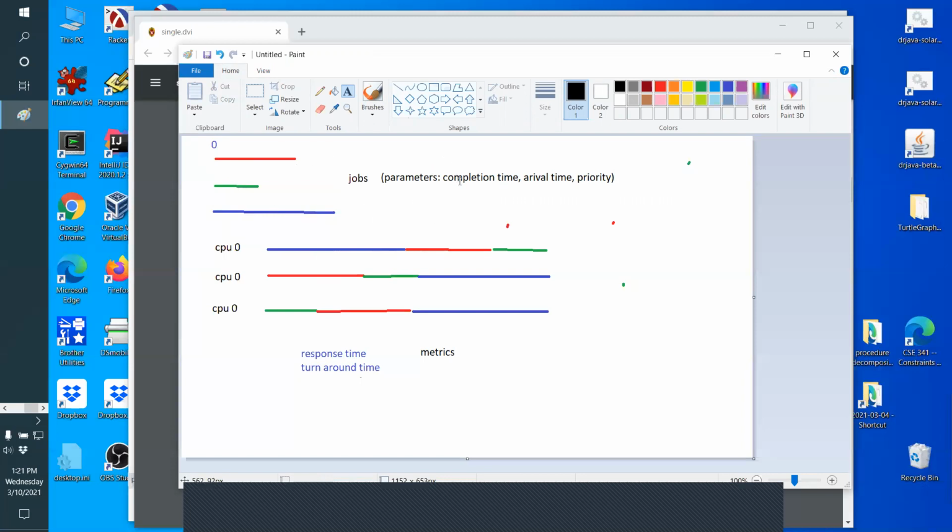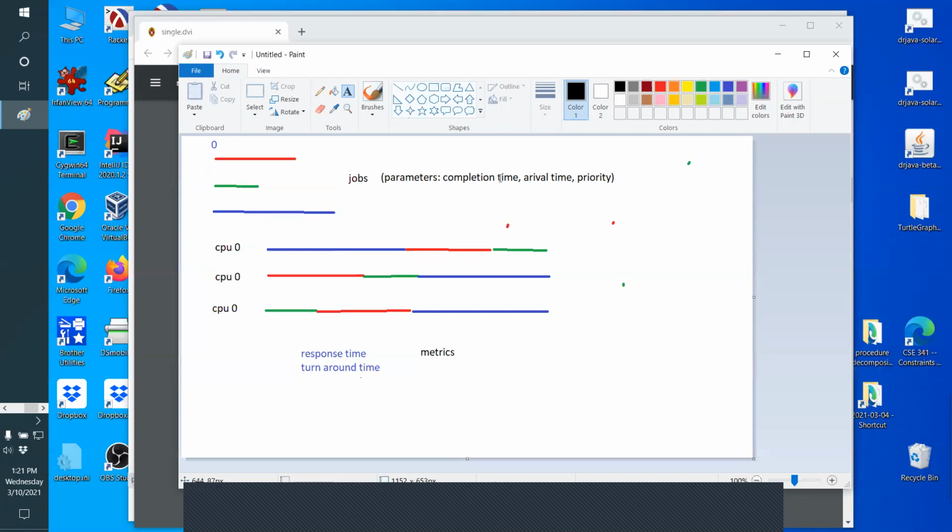The parameters we'll be looking at a lot are how much work the job has to do, when it arrived, and whether it has a priority assigned to it. Priority actually comes a little bit later. At the beginning, we won't have any priority, and everyone arrives at the same time. And we're only going to really worry about, for a while, completion time. That'll be our only parameter.